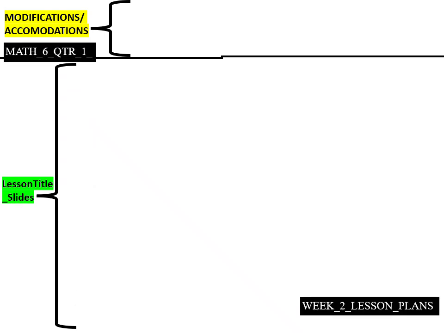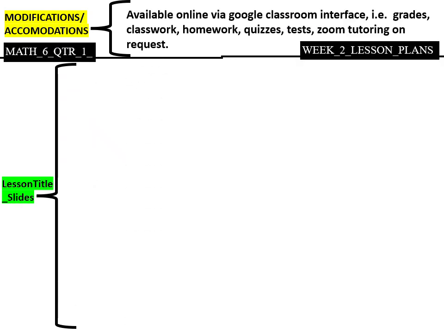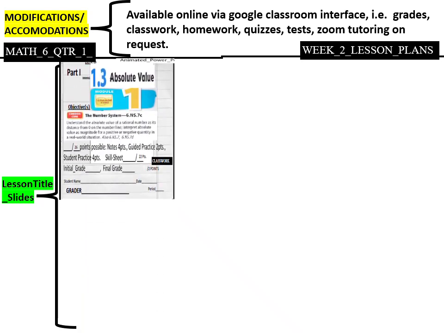And we go right into accommodations and modifications here. Available online via the Google Classroom interface: that is grades, classwork, homework, quizzes, and tests. Zoom tutoring on request is available online. And we start out here with 1.3 absolute value.